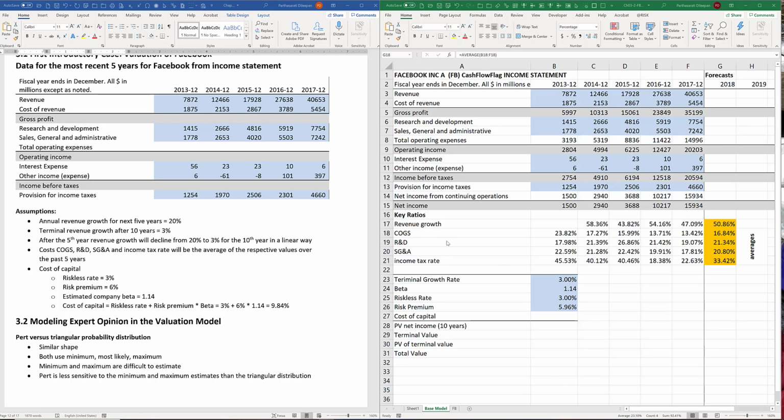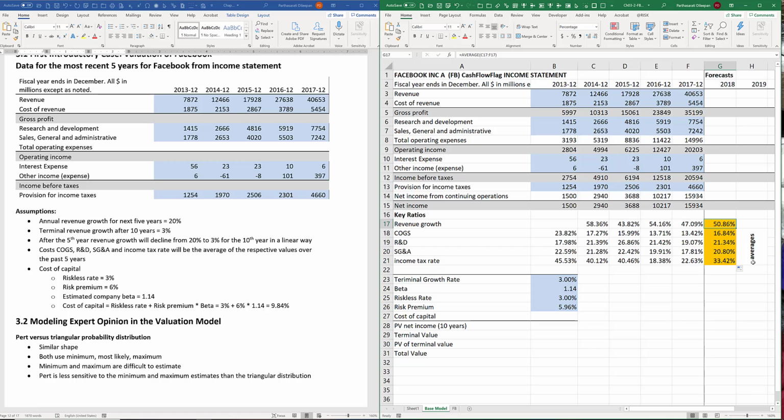Now that we have set up what happened in the past and the ratios, we want to project it into the future, and we're going to make some assumptions. So here you say annual revenue growth on the average is 50.86. But let us be a little conservative here, and say that the revenue growth will only be 20% for the first 5 years.